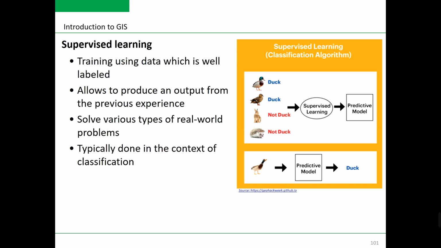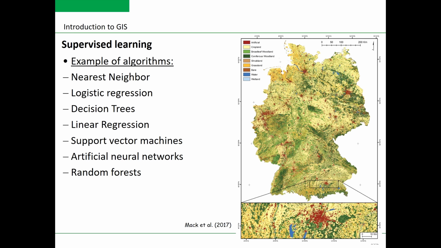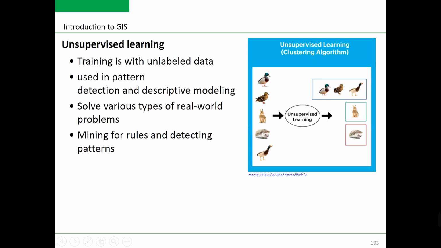So classification refers to discrete outputs, classes, and regression when we need to have an output as a continuous field. In both regression and classification, the goal is to find specific relationships or structure in the input data that allow us to effectively produce correct output data. Common algorithms in supervised learning include nearest neighbor, logistic regression, decision trees, linear regression, support vector machines, artificial neural networks, random forest, and so on.